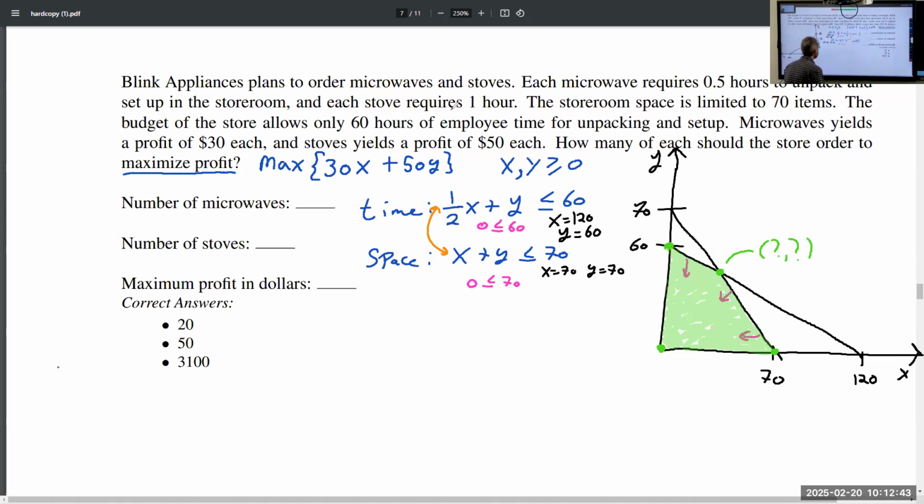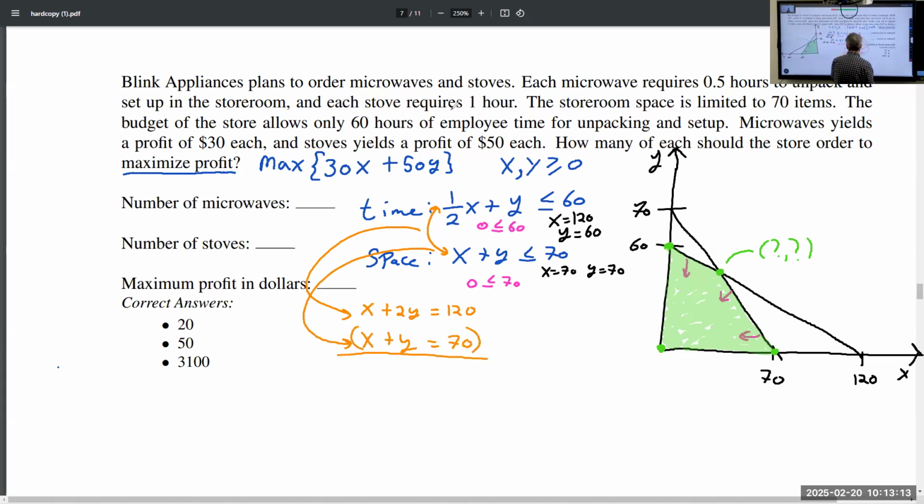If I multiply that inequality by 2, then I don't have to deal with the fractions. So that seems like that would be x plus 2y equals 120. I think that's right. 2 times half is 1, 2y, 120, that looks right. And bringing this down, that's x plus y equals 70. Okay, if I subtract those, I would just get the y's. So that would give me one of the coordinates, and that might help me.